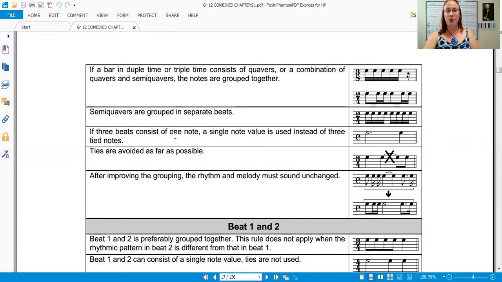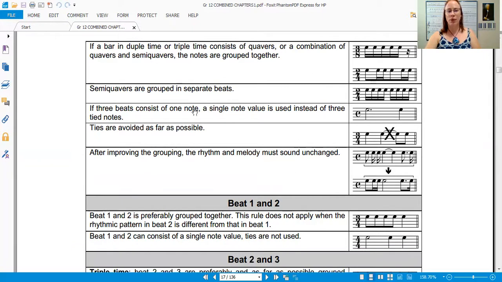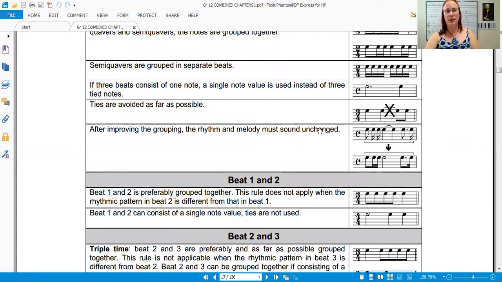If 3 beats consist of 1 note, a single note value is used instead of 3 tied notes, and we avoid ties as far as possible. And then the last general one is that after you've improved the grouping, the rhythm must still sound the same. Okay, you're not allowed to change the rhythm. The grouping of notes, yes, but not the rhythm. So just check that, and also check that the pitch is still correct.